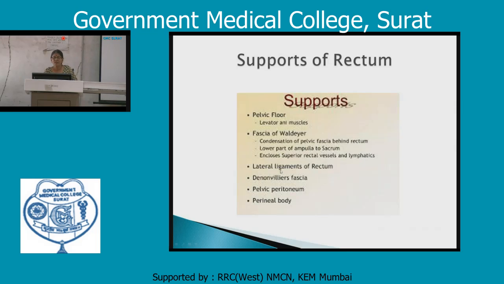The lateral ligament of the rectum is again a condensation of pelvic fascia and extends from the lateral aspect of the rectum to the posterolateral wall of the pelvis. Denonvilliers' fascia lies anteriorly between the base of the bladder and the lower part of the rectum. The pelvic peritoneum forms the rectovesical and rectouterine pouches, and the perineal body, which we will discuss in the perineum, is the central part of the perineum. The musculotendinous perineal body is an important support.